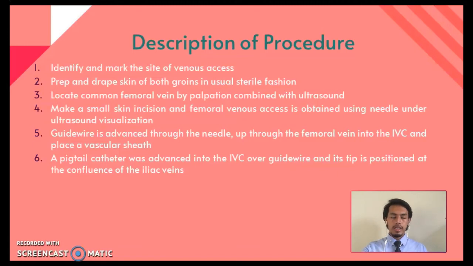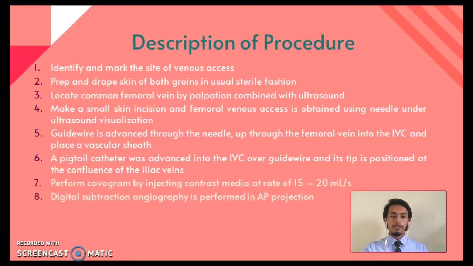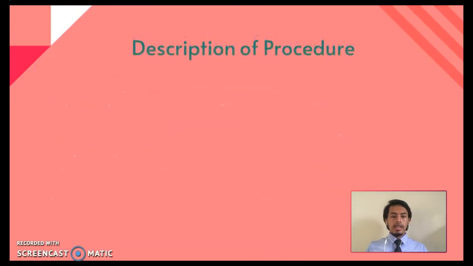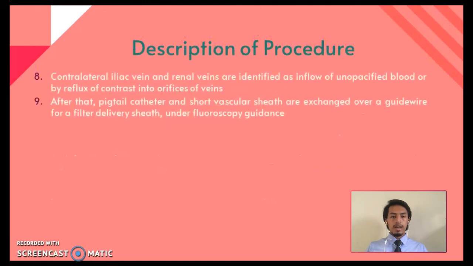Cavogram is performed by injecting the contrast at the rate of 15 to 20 ml per second. The contrast type usually used is Ultravist 300. It is followed by digital subtraction angiography imaging in the anterior-posterior projection. The contralateral iliac veins and renal veins are identified as inflow of unopacified blood or by the reflux of contrast into the orifice of the veins. The size of the inferior vena cava is estimated in diameter range.